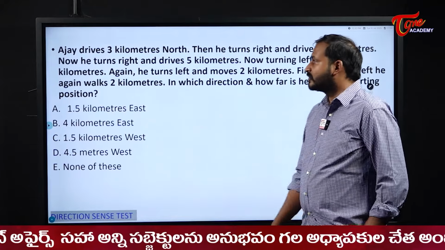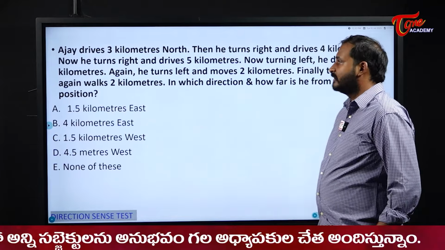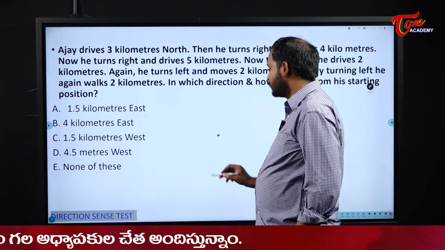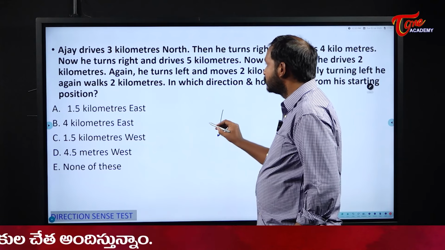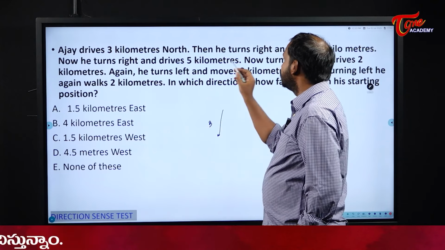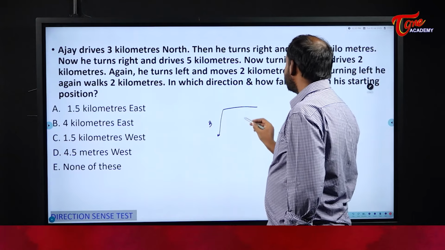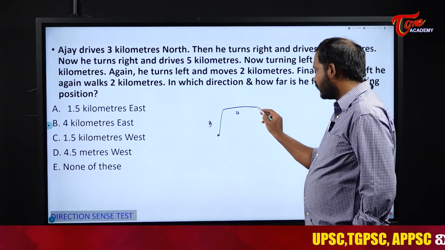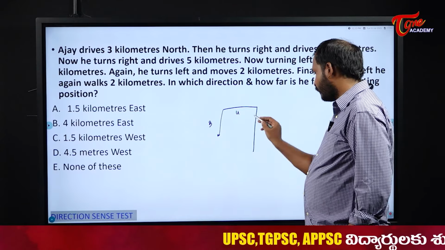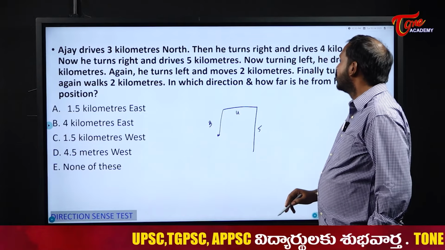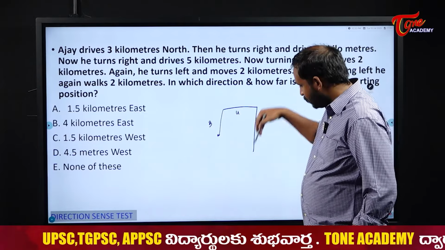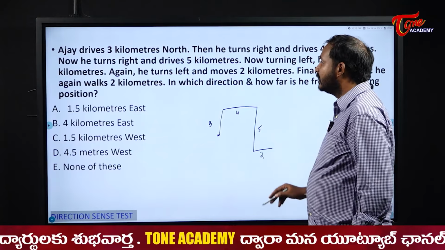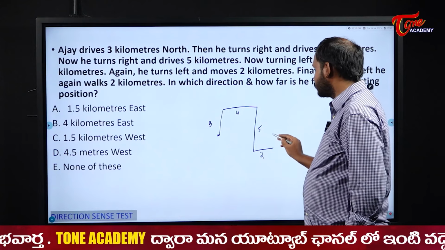Next one. Solve this one. Ajay drives 3 kilometers north. Now assume this is Ajay's position. He is driving 3 kilometers towards north. Then he turns right and drives 4 kilometers. Now he turns right and drives 5 kilometers. Turn right and drive means obviously he is going to pass this one and he drives 5 kilometers. Now turning left, the person who is moving in downward direction, turning left means this one. He drives 2 kilometers. Again he turns left and moves 2 kilometers. Left means upward and 2.